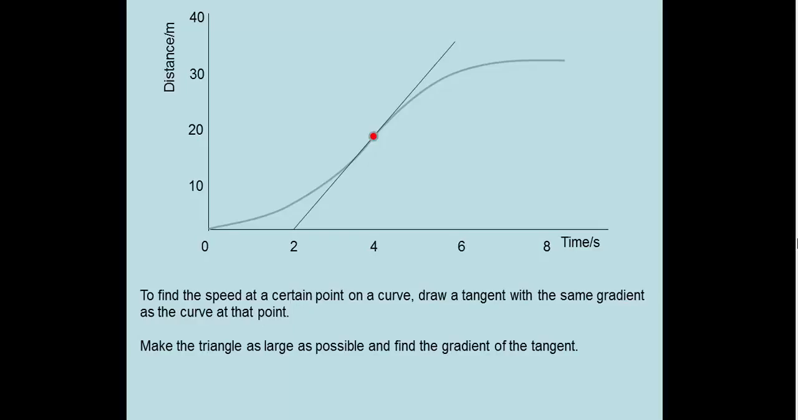We can then find the gradient of that tangent. That gives the gradient of the curve at 4 seconds, and so gives the speed at 4 seconds. Here we have a change in the y value of 36 meters, the x value of 4 seconds. So the speed is 36 meters over 4 seconds, which is 9 meters per second.